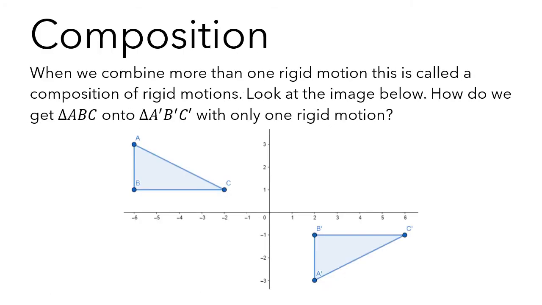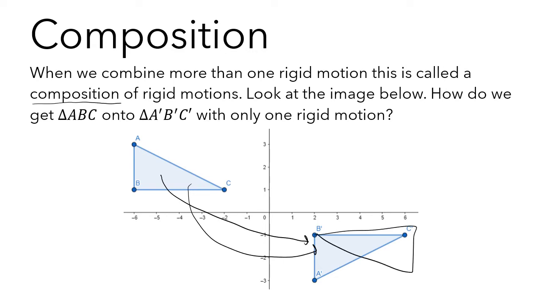That's a rigid motion. So when we combine together more than one rigid motion, this is actually called a composition of rigid motions. So look at the image below. How do we get ABC onto A prime, B prime, C prime? Obviously, we're not going to be able to translate it. We're not going to be able to just reflect it over there. And if we rotate it, it's going to be oriented actually the wrong way. So there's no one rigid motion that will get you from this triangle to this one. You've got to use more than one. And so that's where the composition comes into play.